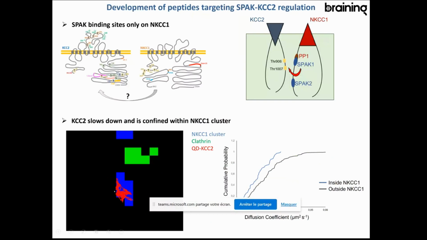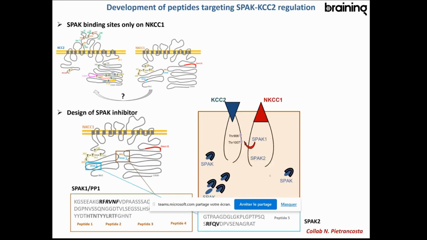Okay, so based on this result, we propose that indeed they are very close to one another, and they probably interact together because they have this particular relationship of KCC2 diffusion once it encounters an NKCC1 cluster. And when we quantify this mobility, you can see indeed that KCC2 on an NKCC1 cluster is much slower than KCC2 outside of this cluster.